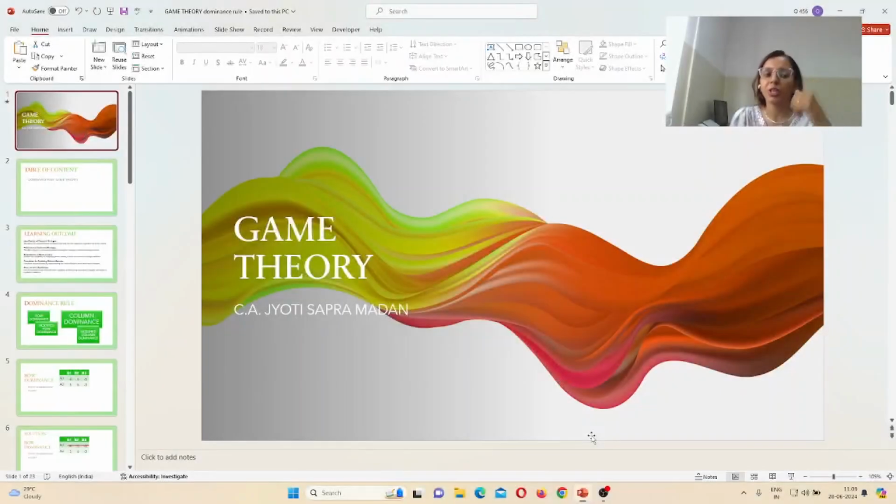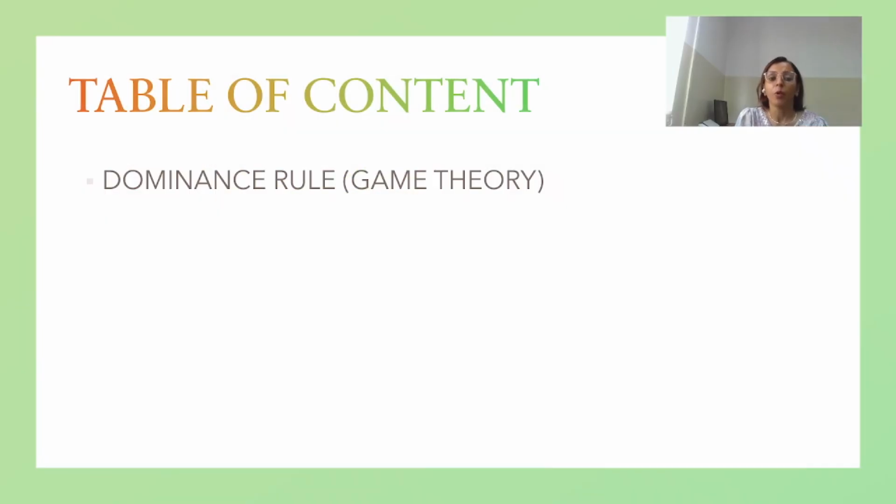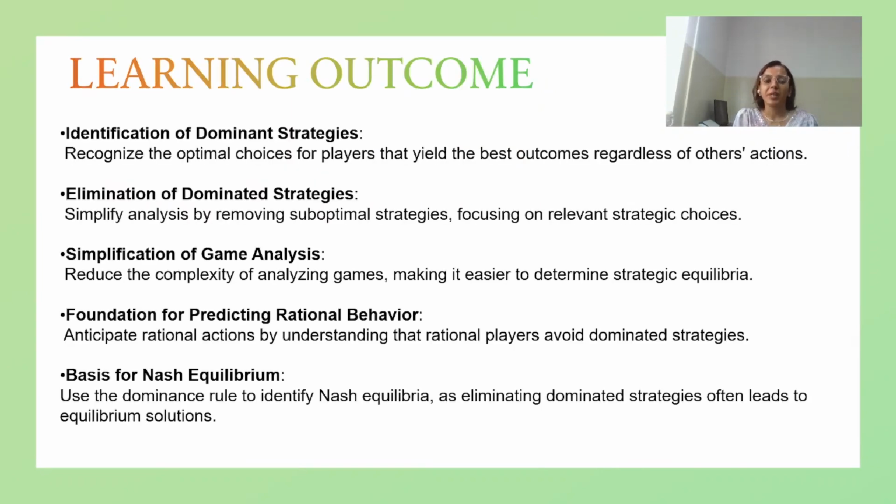Game theory. Today we will discuss game theory and the concept of the dominance rule. What role does dominance play in game theory? The learning outcome of this will be identification of the dominant strategy. You will be able to recognize the optimum choice for the player that yields the best outcome regardless of the other actions.